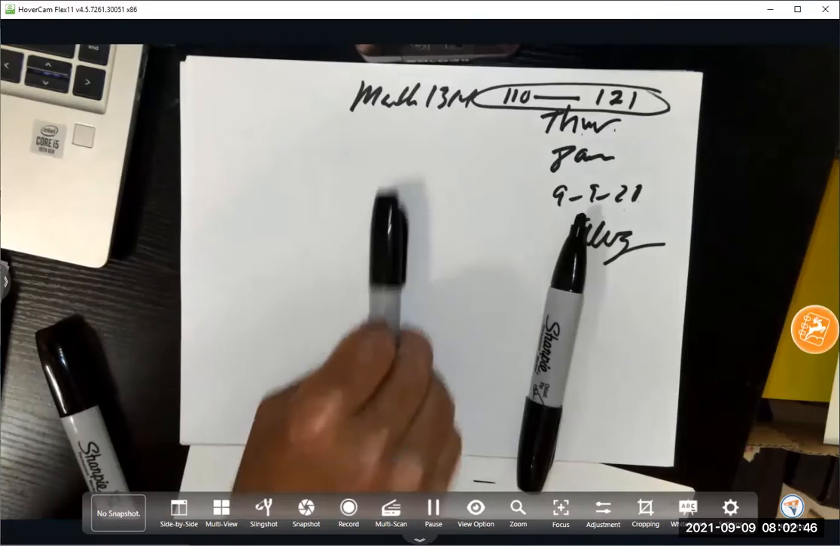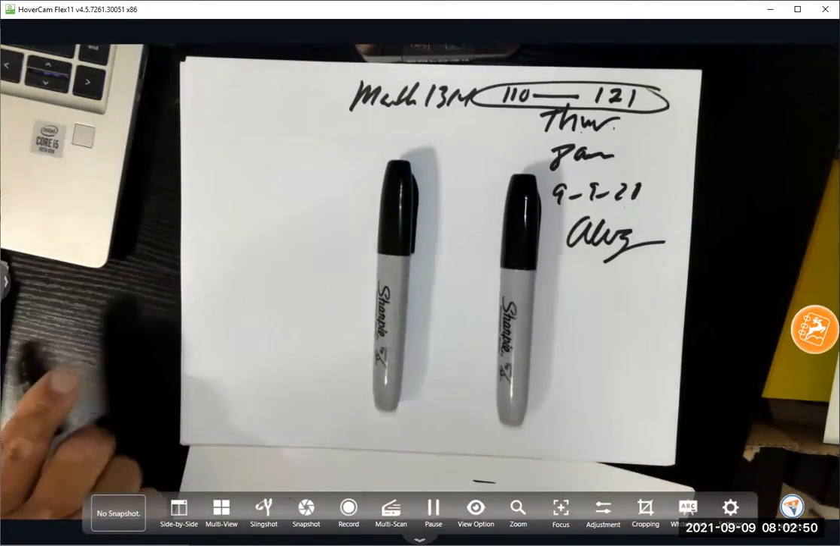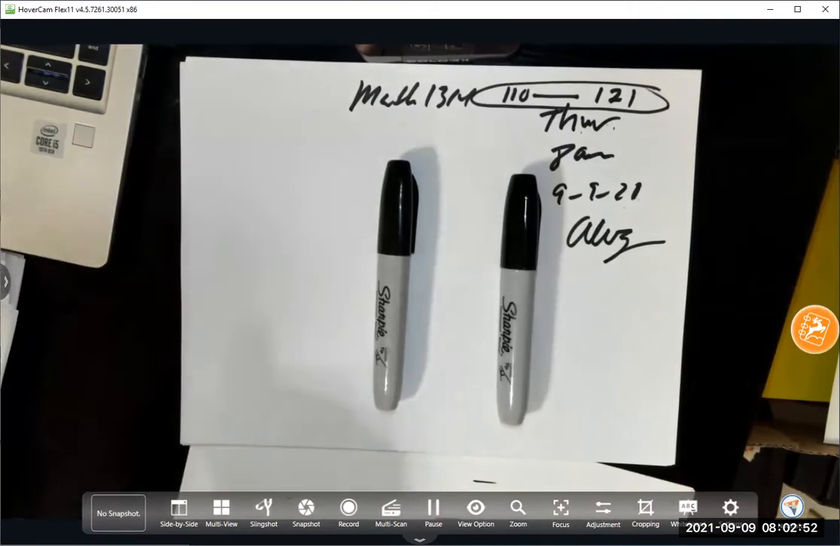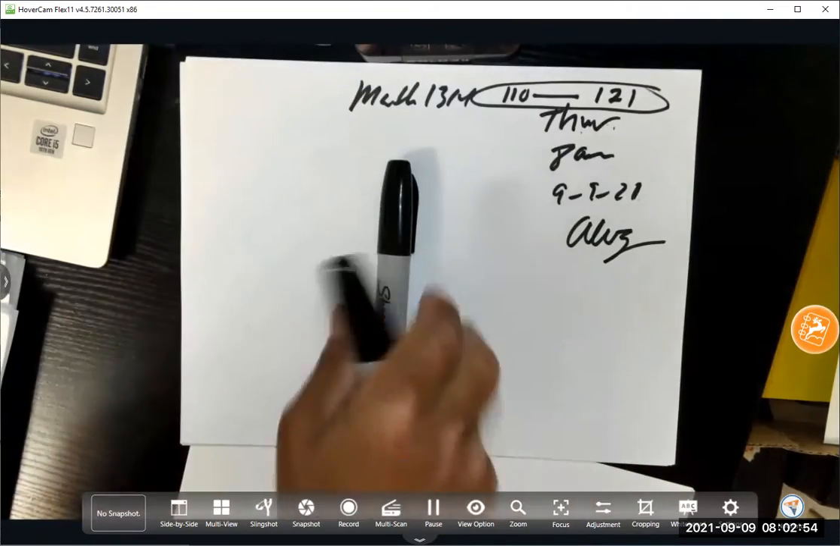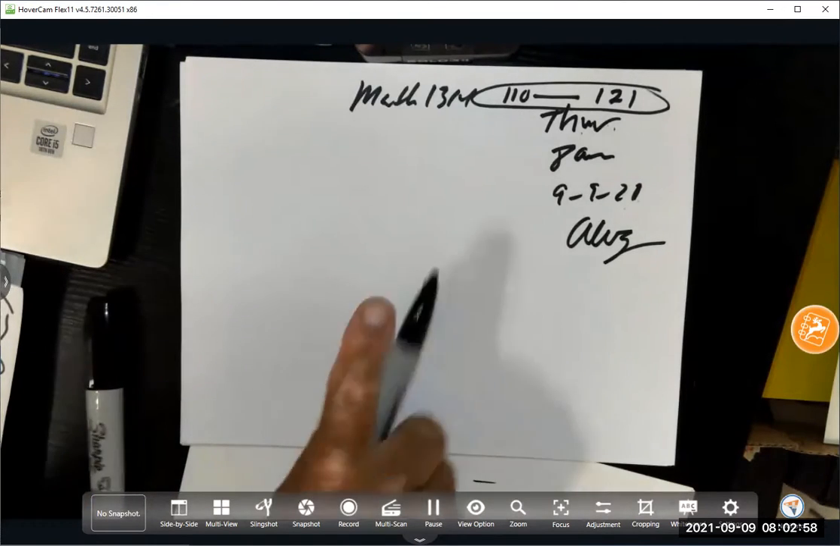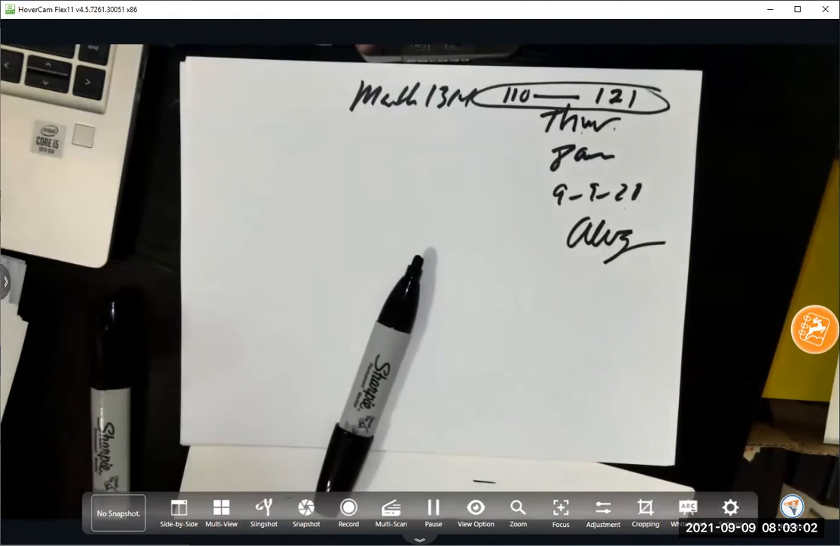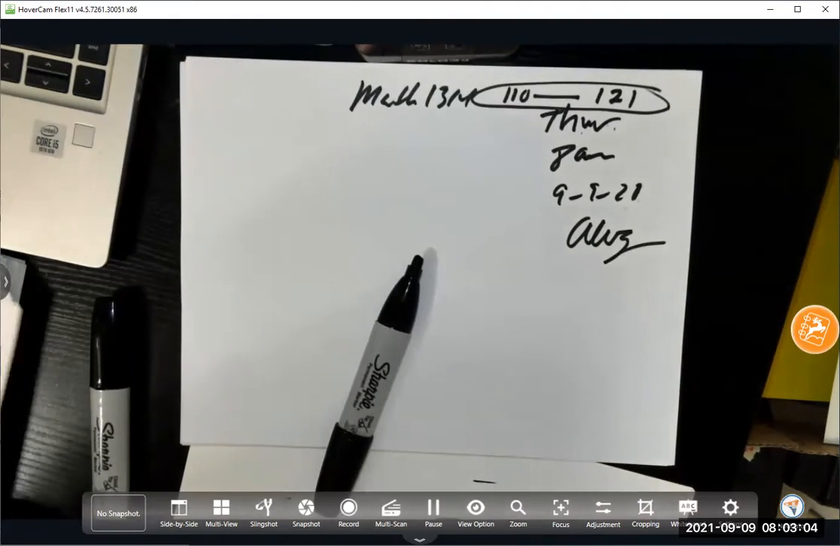All right, y'all see my Sharpie, guys? Yes, sir. Clear, you can read them. Okay. All right, so today, that's the plan. I'm gonna do 110 to 121. Yes, I know I did 110 before, but I'm gonna do them again. And then from there, I'm gonna go to the other ones, okay? So hopefully that's the plan.